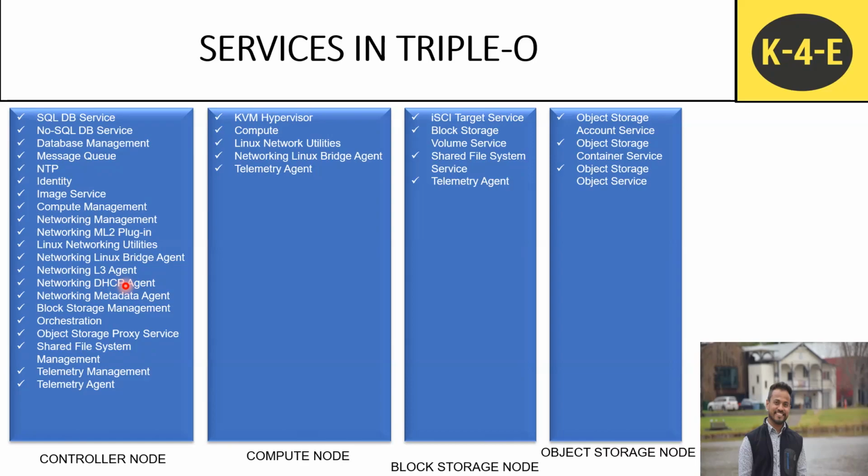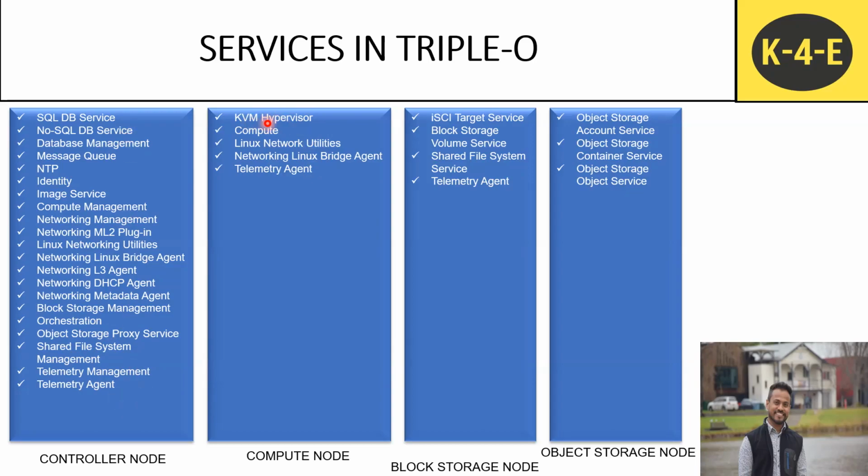So suppose you have a DHCP or a static network. Static network is something where you get a fixed IP, like you decide your IP by yourself. The client decides which IP it wants to use. In DHCP, the DHCP server allocates the IP to the client. Networking metadata agent, block storage management, orchestration, object storage proxy service, shared file system management, telemetry agent, then telemetry management. These are the services which run in your controller node.